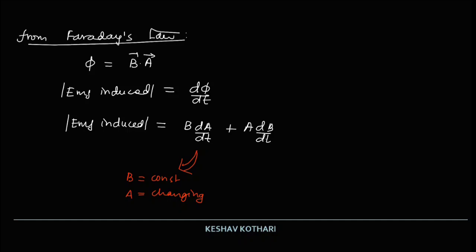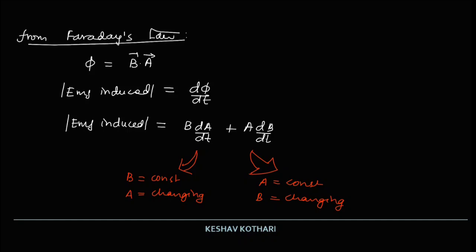Or it can be due to the second part of the equation, where the area is kept constant and the value of the magnetic field is changing or fluctuating. The value of the magnetic field is generally changed by establishing a relative motion between the coil and the bar magnet or the source of magnetic field. If we establish a relative motion between them, then the magnetic field will change with time, that is, dB by dt is produced. So these are the two parameters which must be kept in mind whenever we are writing the equation of EMF induced.